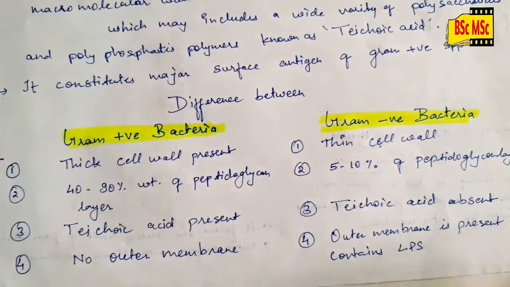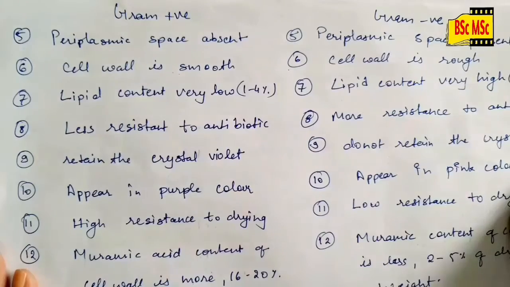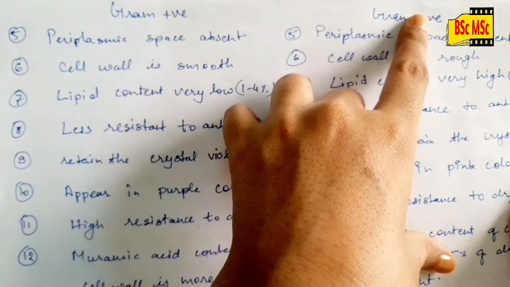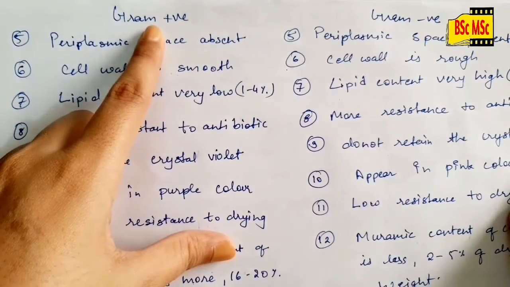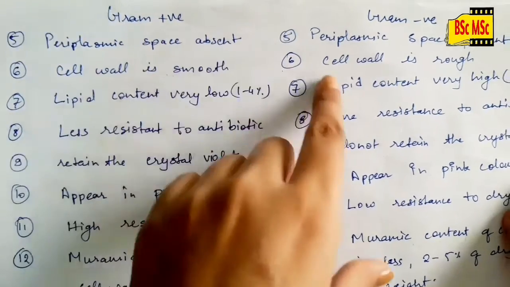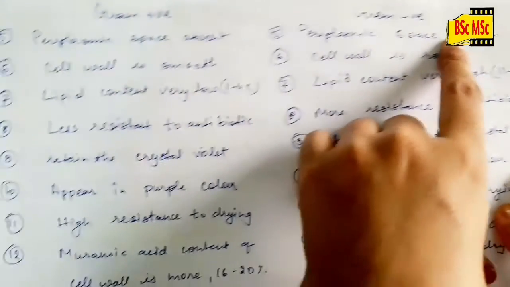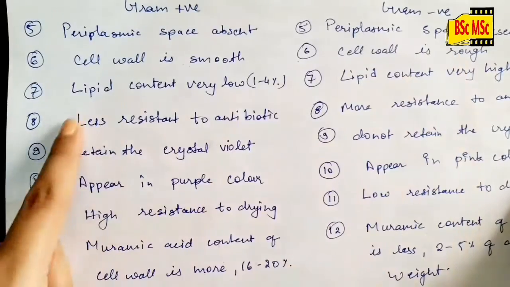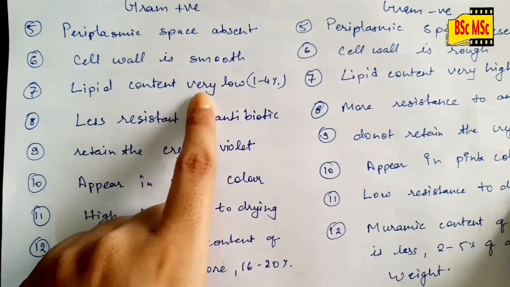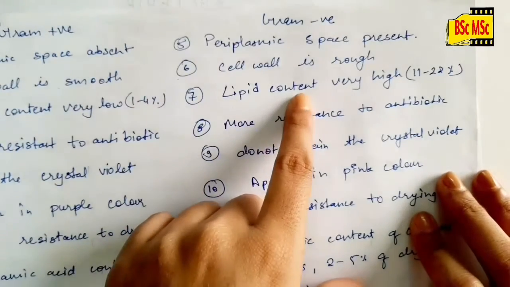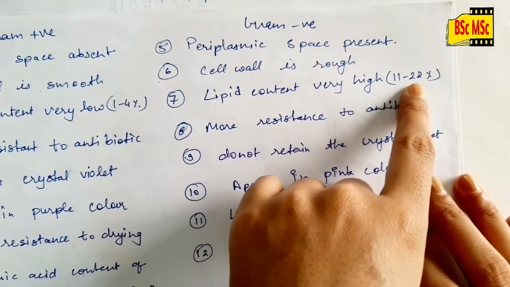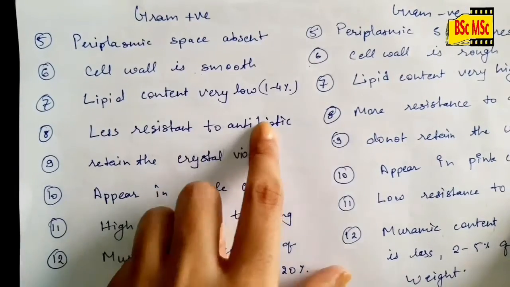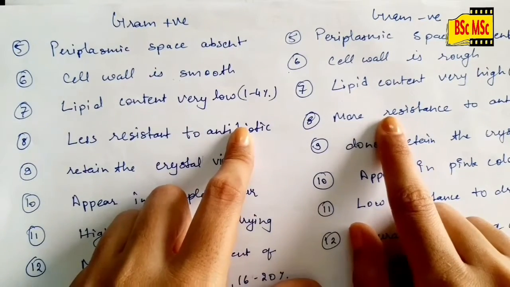Now the other differences. More differences between the gram-positive and gram-negative bacteria. See, outer membrane is absent in gram-positive bacteria. That's why periplasmic space is absent. And here it is present. Cell wall is smooth. Here it is rough and wavy. And lipid content is very low, 1 to 4% only. And lipid content is very high, 11 to 22% in gram-negative bacteria. And less resistance to antibiotic, here it is more resistance to antibiotic.